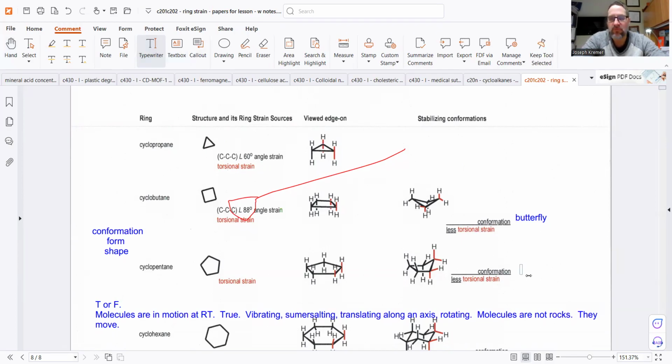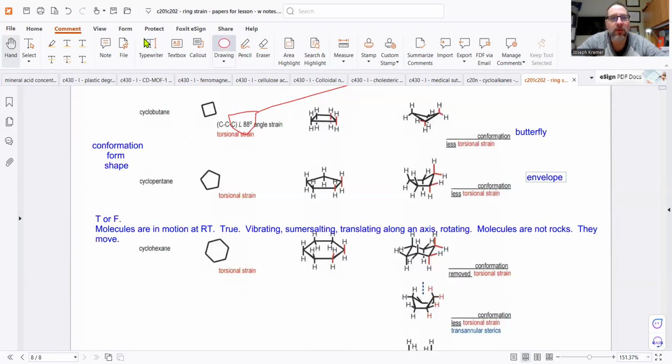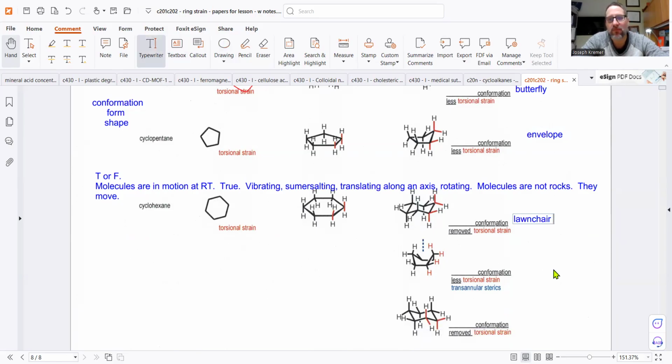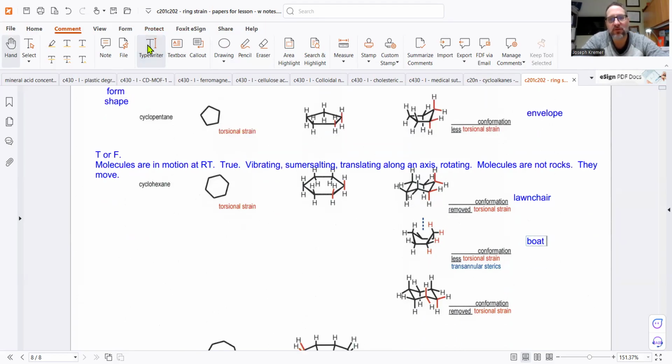This is the envelope conformation. Envelope shape. That's not what I came up with. That's a textbook term. Here we have, and there's a separate lesson about this, the chair conformation, lawn chair, I guess. They call it the chair conformation, chair shape. This shape here is the boat shape, boat conformation. And here we have another lawn chair shape conformation.